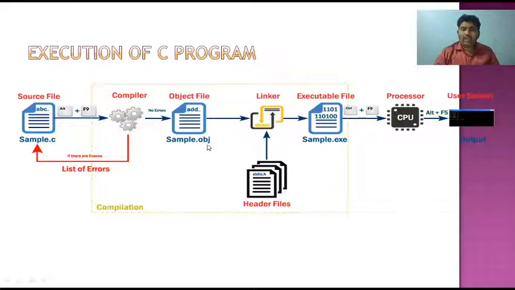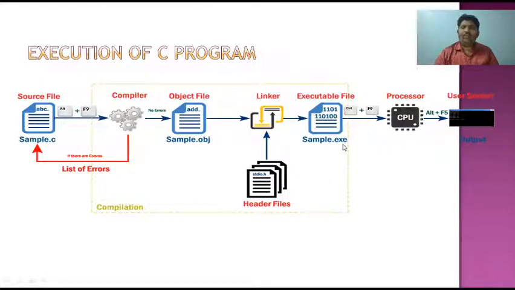That object file is sent to a component called the linker. The linker identifies in the object file which header files are used by the programmer. For example, if the programmer uses #include stdio.h, that stdio.h header file will be loaded. If he is using string.h, the string header file will be loaded. If he is using conio.h, like that, whatever header files are used, the object file and header files are combined together, and then the corresponding exe file is created.